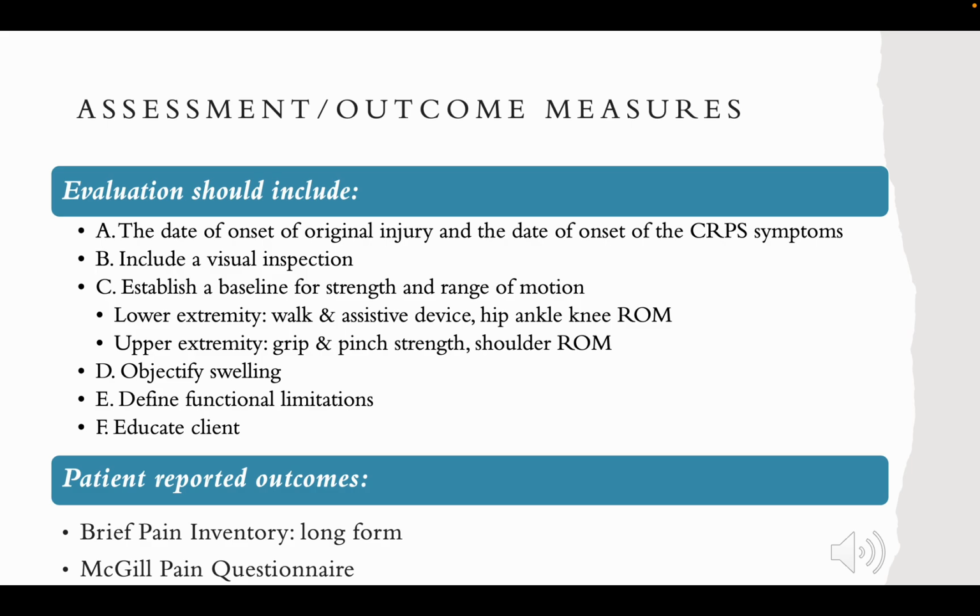For the assessment and outcome measures, the initial evaluation should include the date of onset of the original injury. This is helpful in determining which stage the client is in, and the date of onset of the CRPS symptoms. Next, the practitioner should perform a thorough visual inspection of the affected area. Establishing a baseline for strength and range of motion are next with respect to upper and lower extremities.